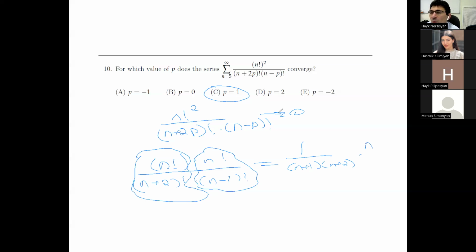But why are we talking about the term test? Because it is just a necessary condition. Now, can you answer the following question? For p equals 1, does our series converge? In other words, this is our general term. Is the series with this general term convergent?